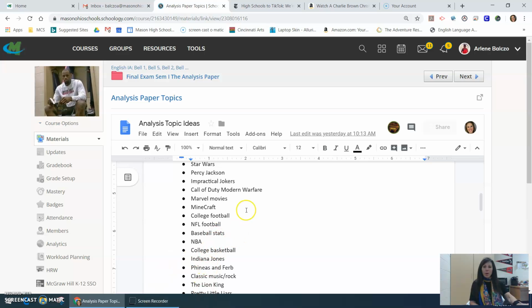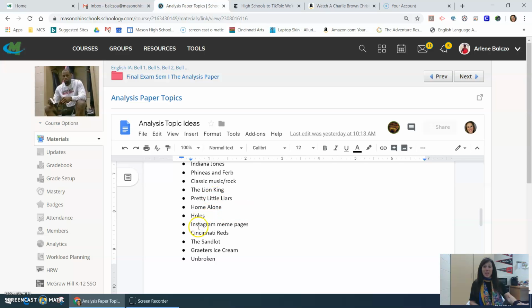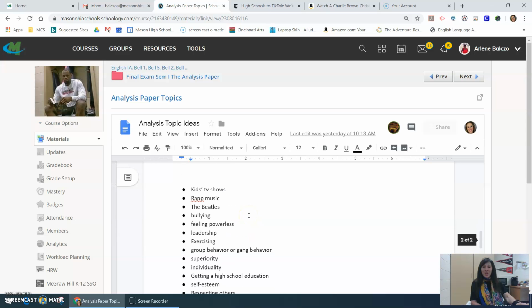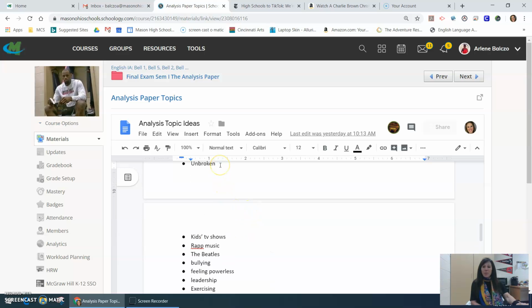You can analyze Broadway shows. You can analyze TV shows. You can analyze books, memes, not just Instagram meme pages, but maybe memes even in general. What is the big deal about memes? Why did they become so popular in the last 5 to 10 years? You can analyze Graeter's ice cream and what makes it so delicious. You can do an analysis of the movie compared to the book of anything, not just Unbroken, but anything.